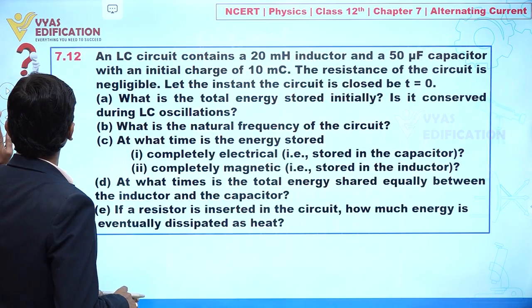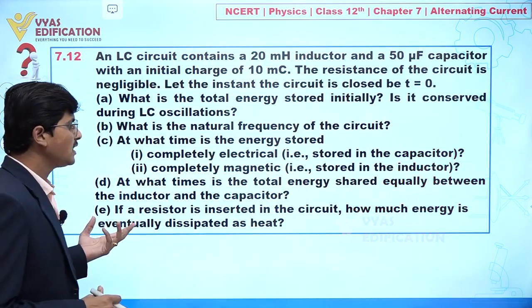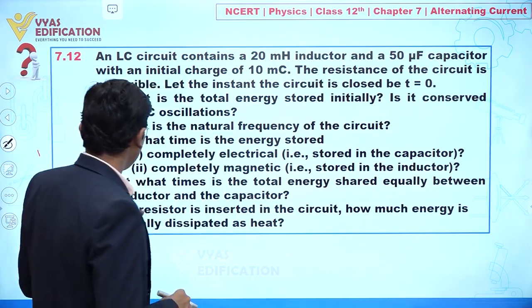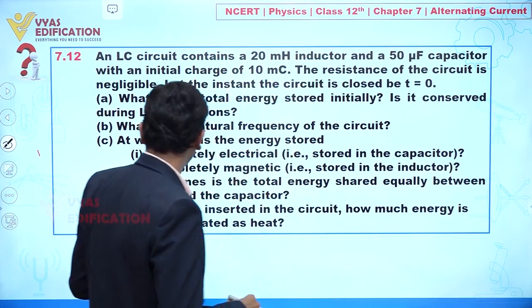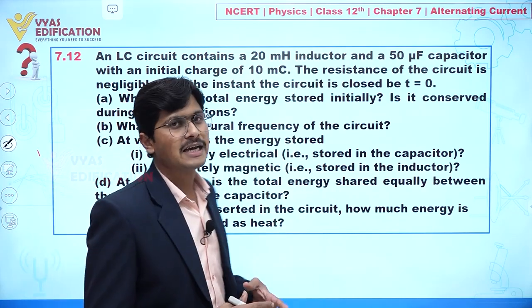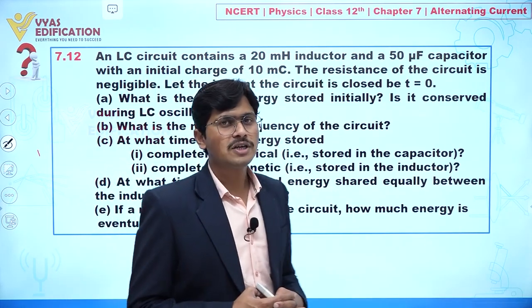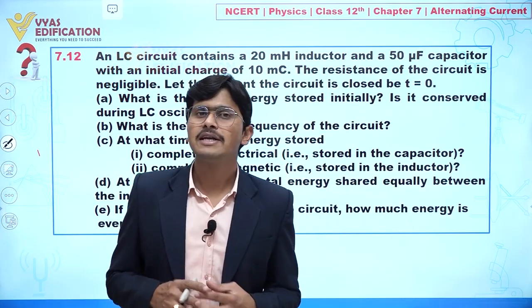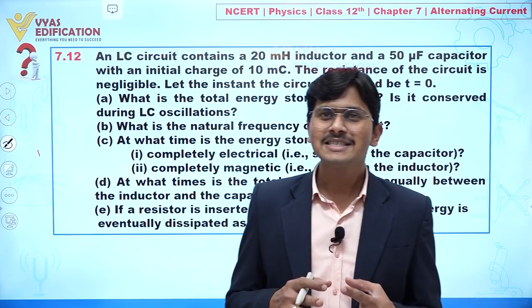Now we are going to discuss part D. Is part D clear to you? Yes. Now we are going to discuss part E. If a resistor is inserted in the circuit, how much energy is eventually dissipated as heat? Now listen carefully. In LC oscillation, total energy is conserved because no resistance element is present. But what will happen when resistance is present?